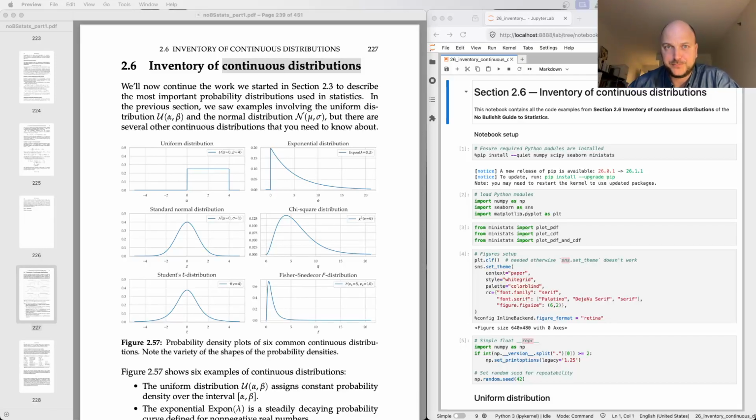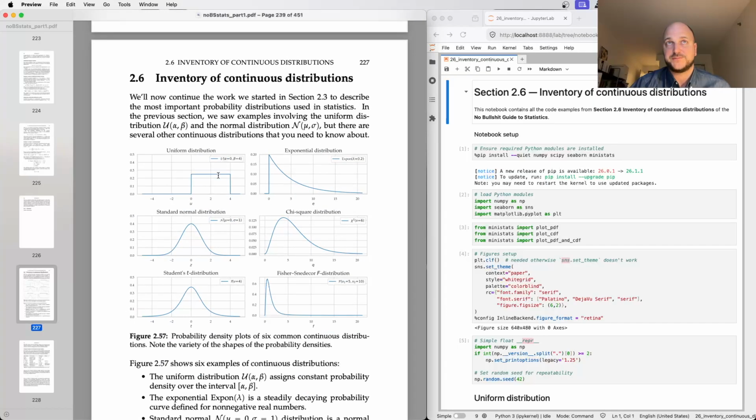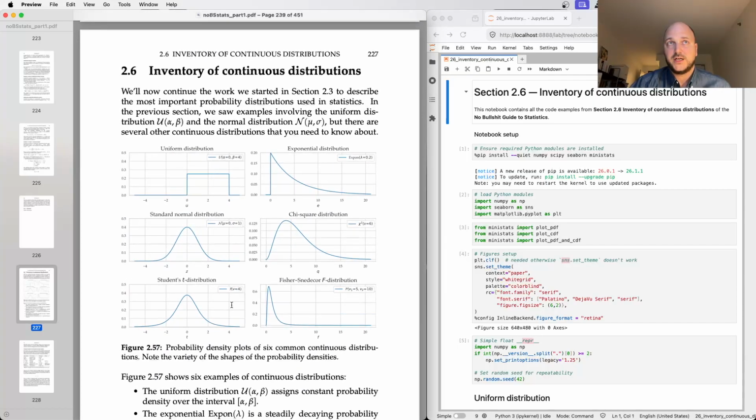Hello everyone. Let's talk about continuous distributions. So you're already familiar with the normal distribution and the uniform, but now let's talk about them in general, the family of all possible normal distributions for different parameters of the mean and the standard deviation, the set of all possible uniform distributions. And then there's a few more.